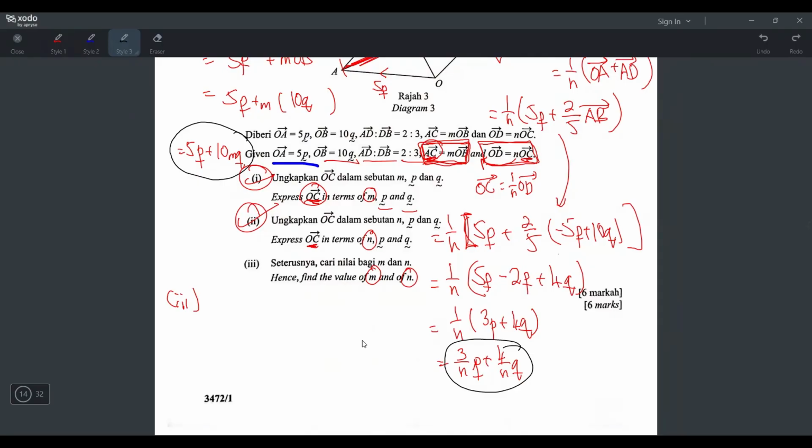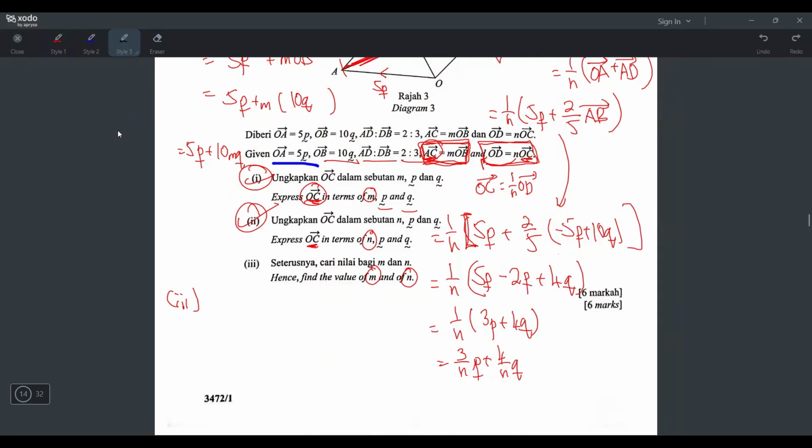So the first question also, this is the vector OC. This also is vector OC. Okay, only this one is in terms of M, this one is in terms of N. But they are still the same vector. They are still vector O to C. It means both of these can be equated. And when you equate, you can compare. So how do you compare?